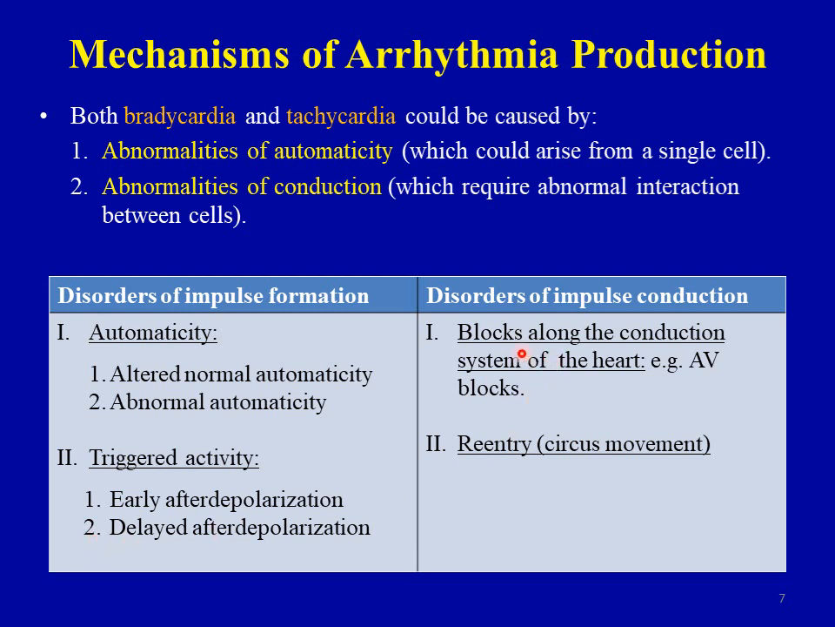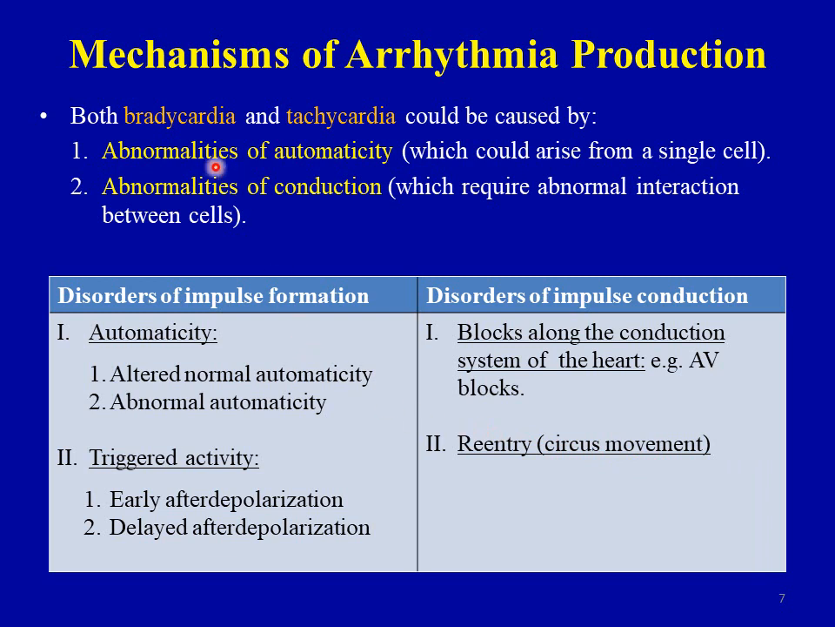The other cause of arrhythmias is disorders of impulse conduction. This could be a block along the conduction system of the heart, and the most common example is the AV blocks, the different types of AV block. Another cause of arrhythmia that arises due to disorder of impulse conduction is reentry, or what we call circus movements, and I will explain them later on in one of the coming slides.